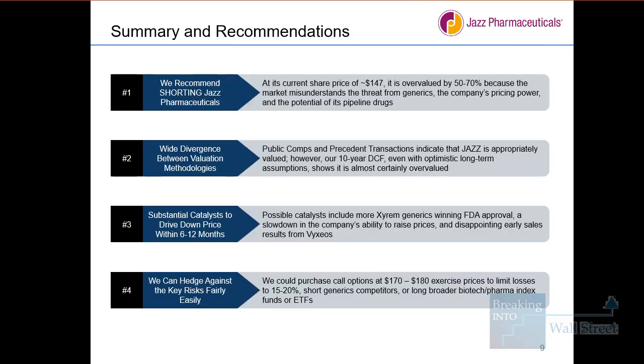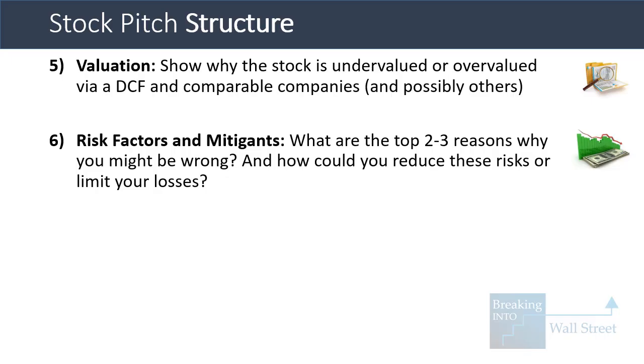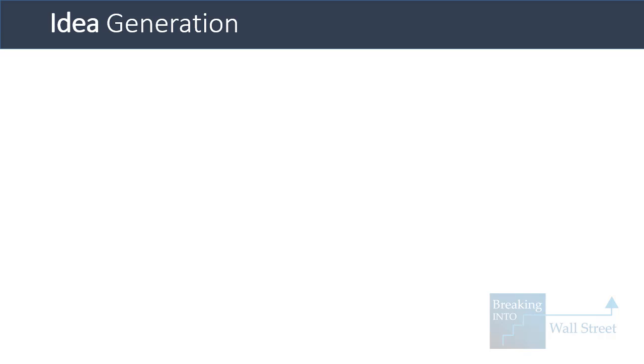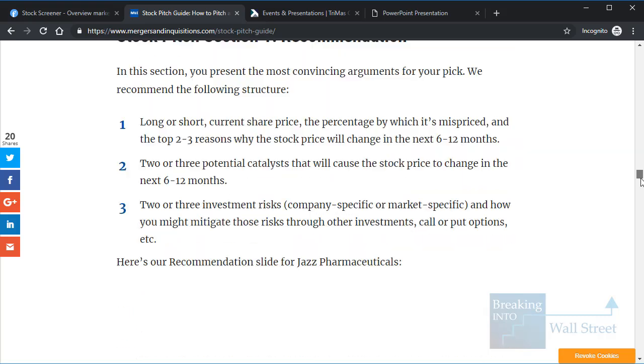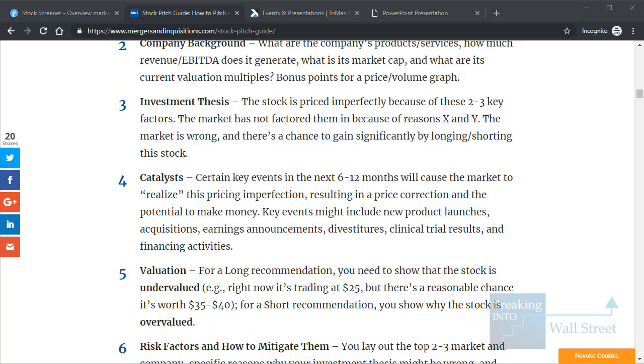And then at the end, we just give a summary and show all of our recommendations here once again. So that's the basic structure for a stock pitch. Again, you can go through the entire M&I article and read through all this in text format and get some screenshots of everything for a couple different companies here as well.